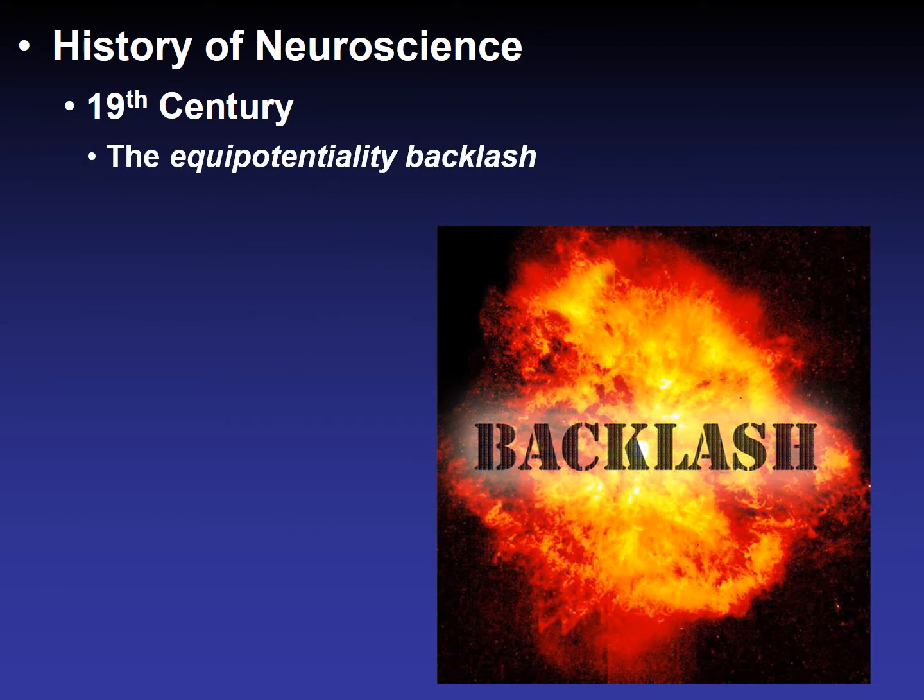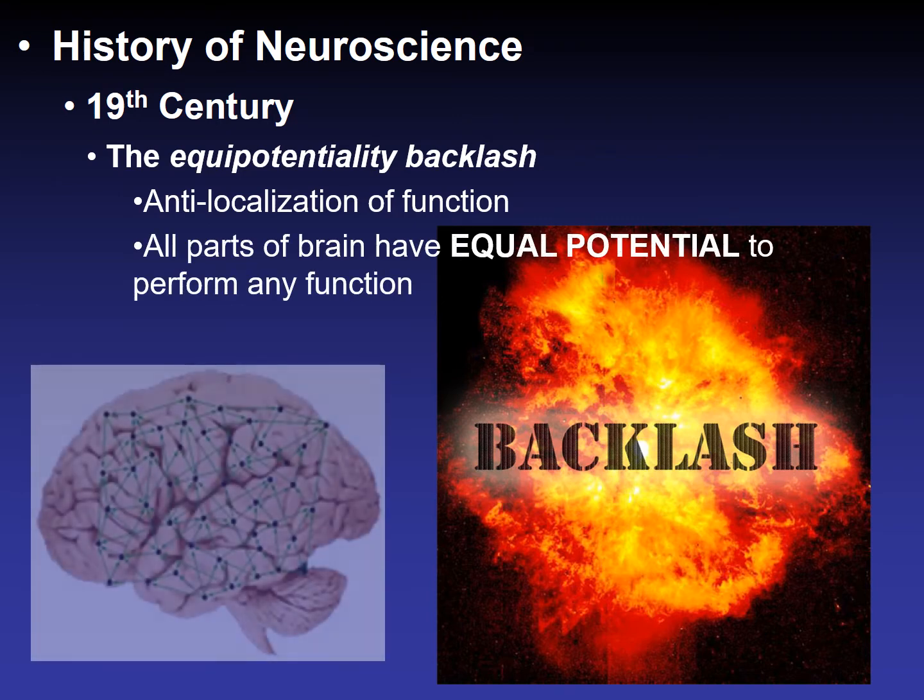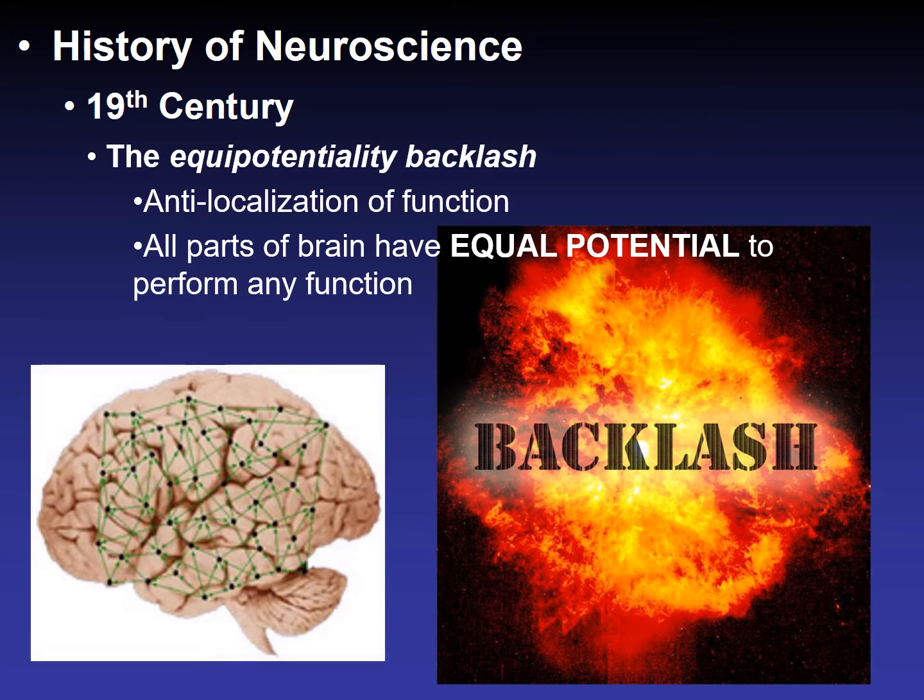So skeptical were these other scientists at Gall's idea of localizationism, again because Gall was not testing anything scientifically, that eventually a backlash occurred. It's come to be known as the equipotentiality backlash. This was a school of thought in the 19th century that was anti-localization of function. That is, that you can't localize specific functions to specific parts of the brain. Indeed, their credo here is that all parts of the brain have equal potential to perform any function.